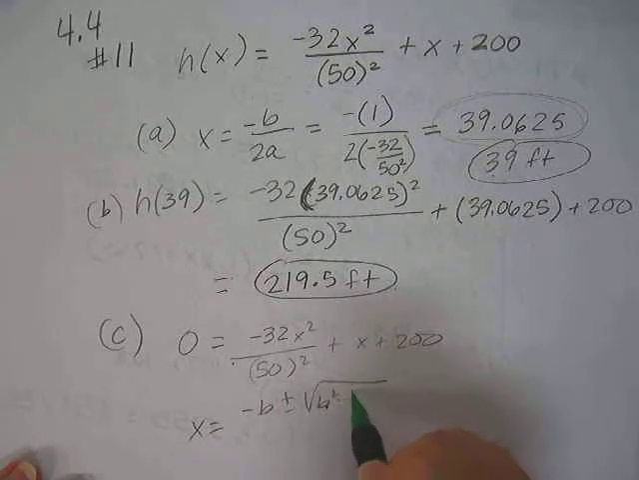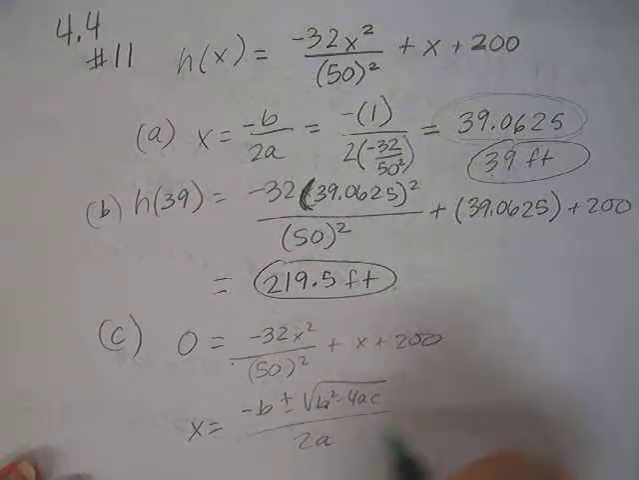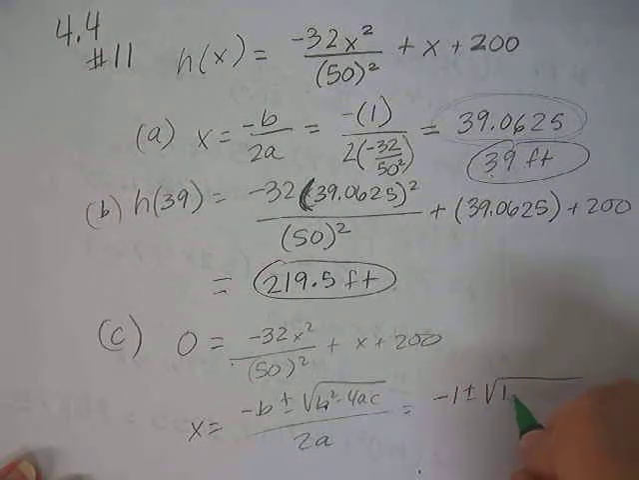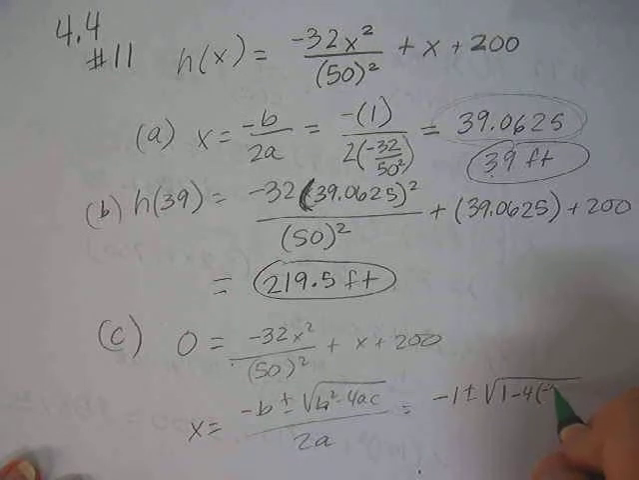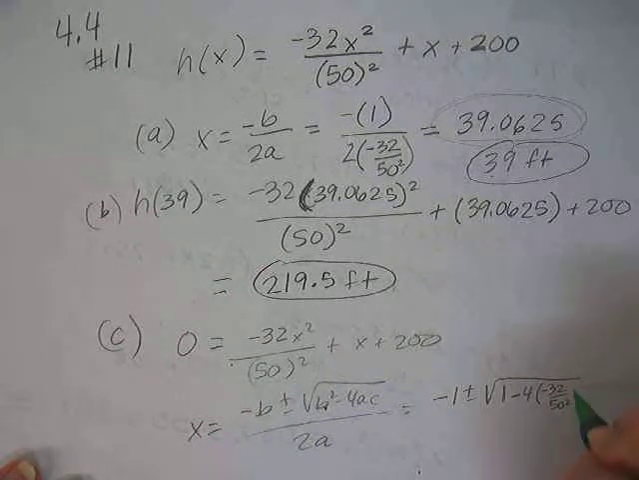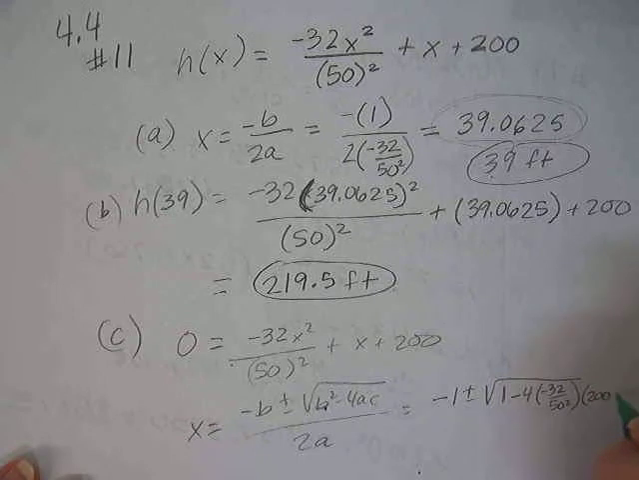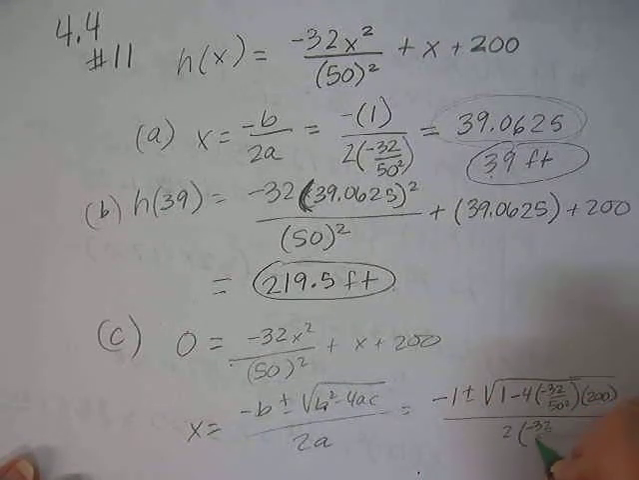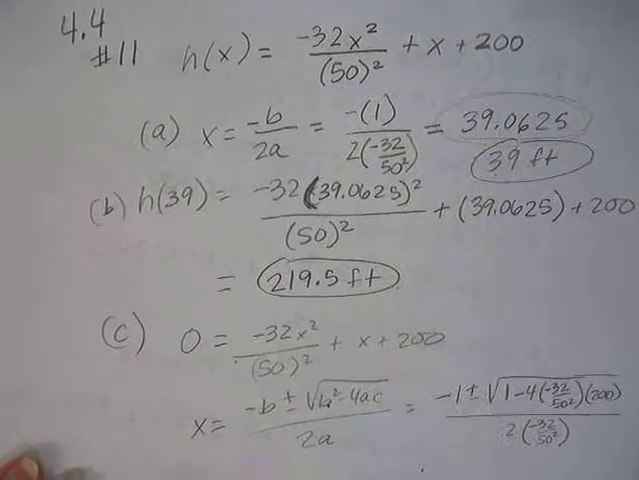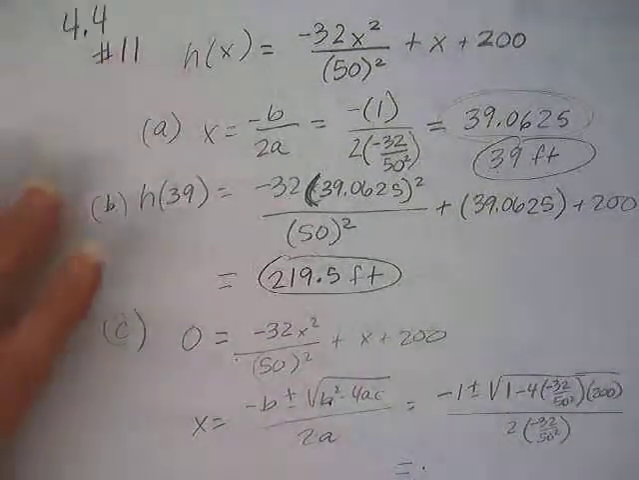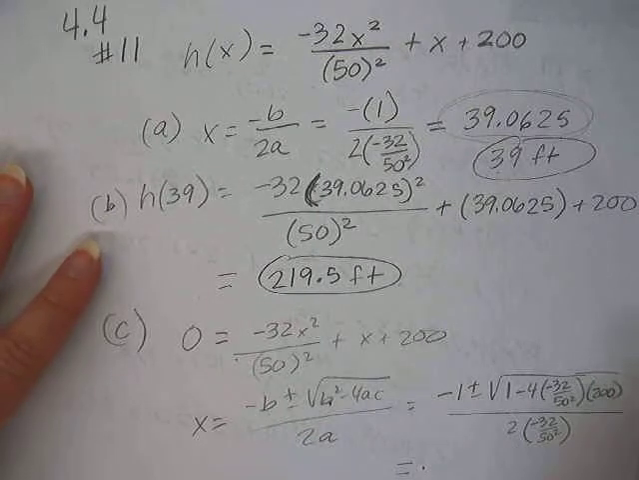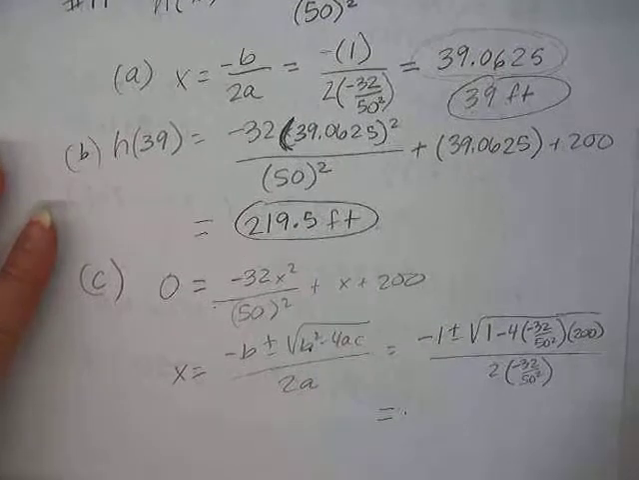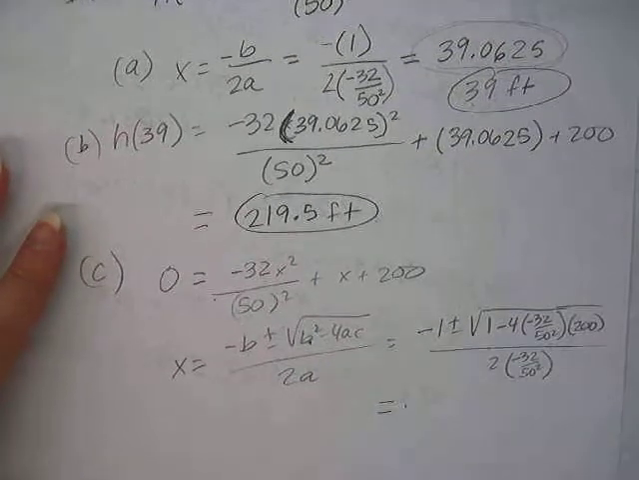Okay. So then we go x equals negative b plus or minus square root b squared minus 4ac all over 2a. So negative 1 plus or minus 1 squared is 1 minus 4 times our negative 32 over 50 squared thingamajigger times 200 all over 2 times our negative 32 over 50 squared thingy. And then you work that out. Well, you can just plug the whole thing in your calculator at once.